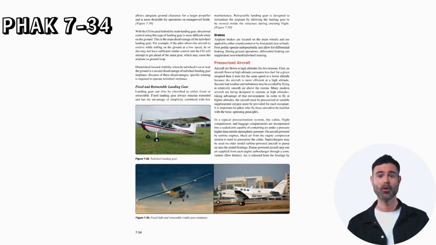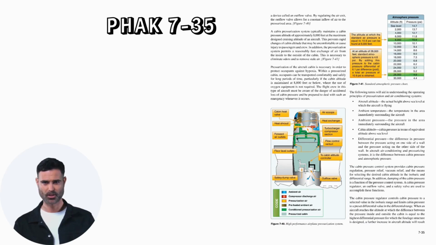On aircraft powered by turbine engines, bleed air from the engine compressor section is used to pressurize the cabin. Superchargers may be used on older model turbine-powered aircraft to pump air into the sealed fuselage. Piston-powered aircraft may use air supplied from each engine turbocharger through a sonic venturi flow limiter. Air is released from the fuselage by a device called an outflow valve. By regulating the air exit, the outflow valve allows for a constant inflow of air to the pressurized area.